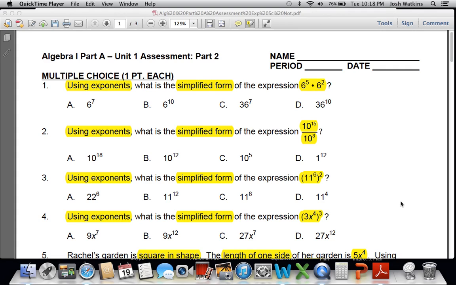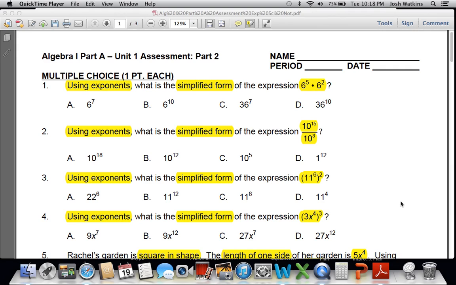So number 1, using exponents, what is the simplified form of the expression 6 to the 5th times 6 to the 2nd? Number 2, using exponents, what is the simplified form of the expression 10 to the 15th over 10 to the 3rd?